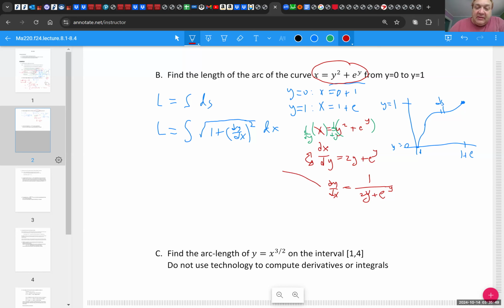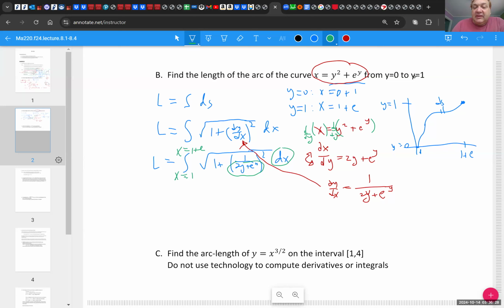So I could put that in there, right? And what I get is length equals the integral of 1 plus this big fraction thing, 1 over (2y plus e to the y), all squared, dx. Now remember, the differential is the key. The differential here is dx, which means everything has to be in terms of x. Our limits have to be in terms of x, which is x equals 1 to x equals 1 plus e. And the integrand needs to be in terms of x. So we need to put these in terms of x.